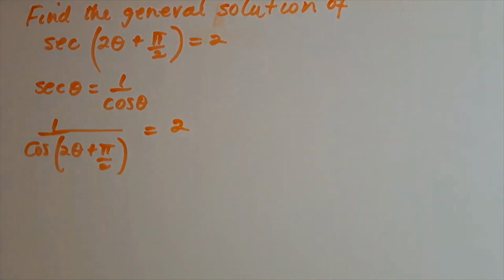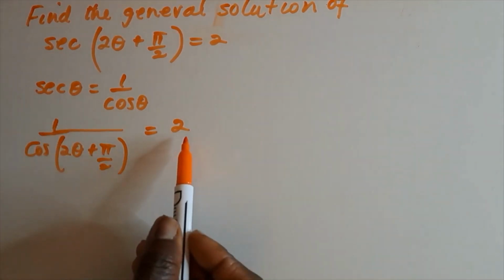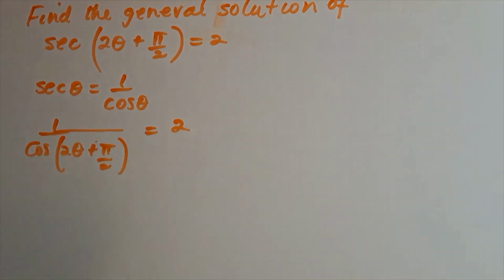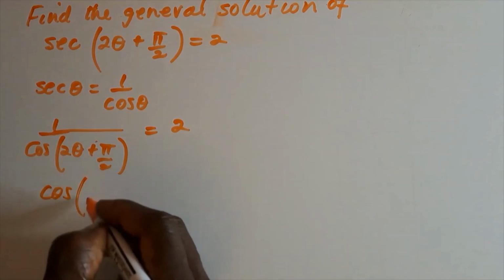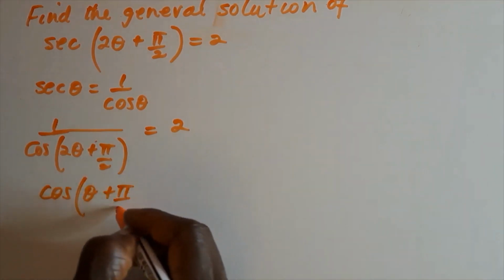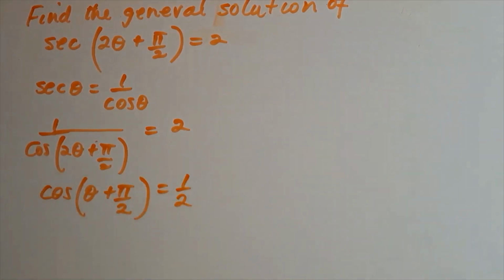Now if we want to find the cosine, or express this in terms of cosine of a compound angle, we have to just find the reciprocal of the left and the right hand side of this. The reciprocal of the left hand side will give us cosine of 2 theta plus pi over 2, and the right hand side, it's a half. So now we have something familiar that we can work with.